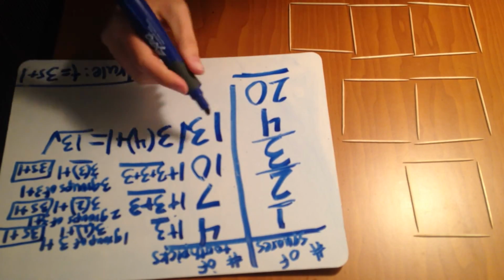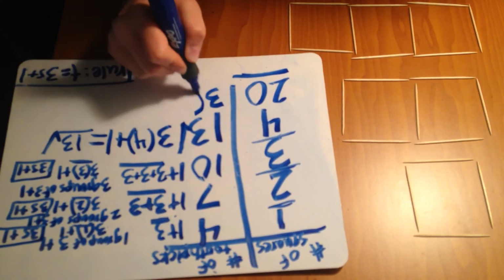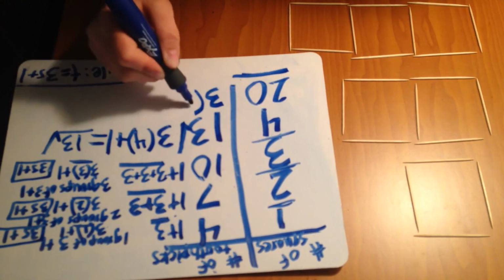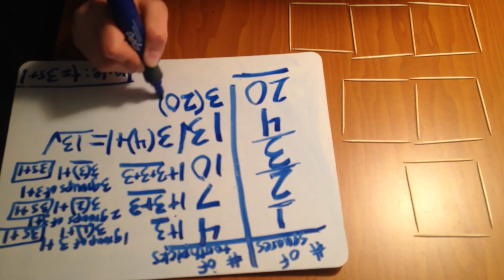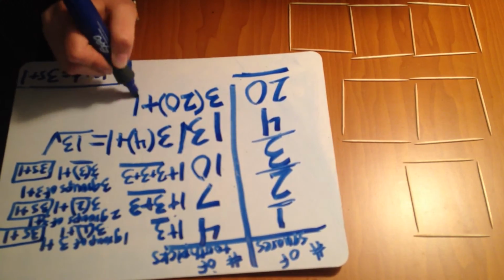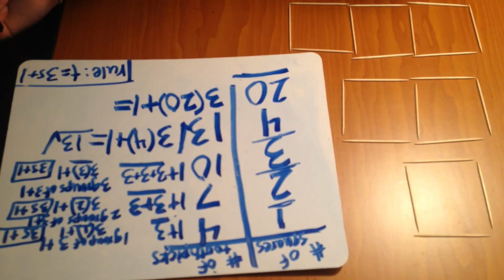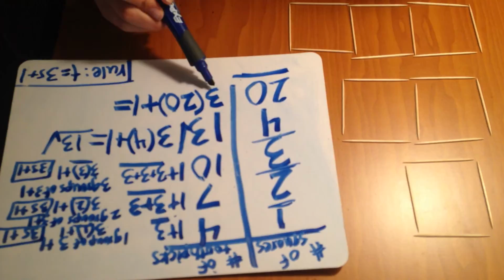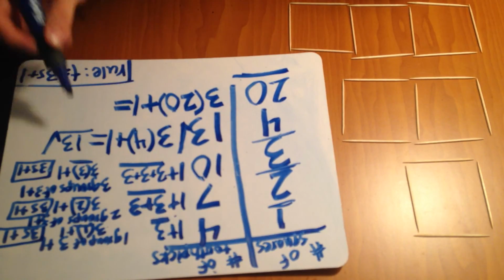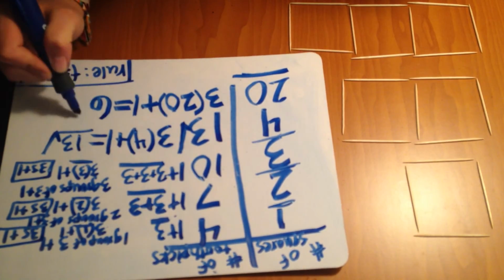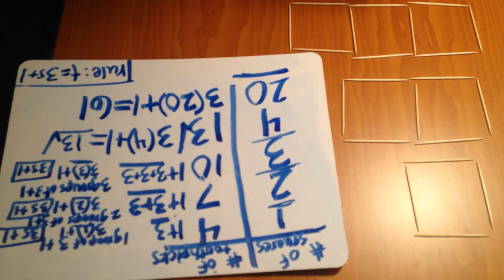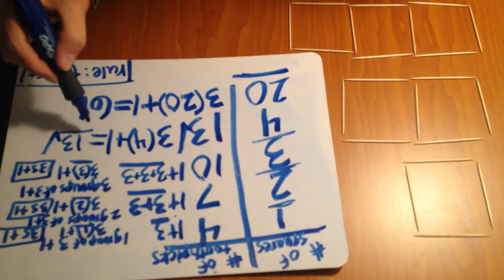And I know now that 3 times the number of squares, which in this case is 20, because we want to find 20, plus 1 is going to give us how many toothpicks are in 20 squares. So 20 times 3 is 60, plus 1 is 61. So this tells me, by using my rule, that if I had 20 squares, there would be 61 toothpicks in those squares.